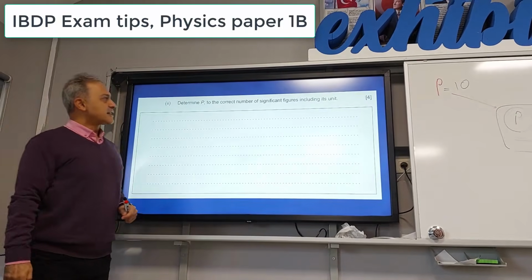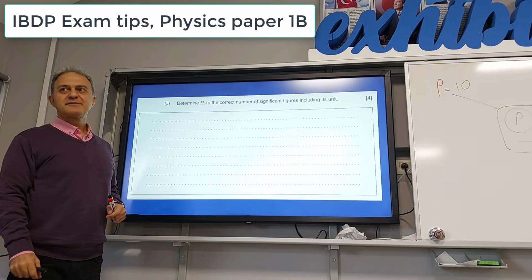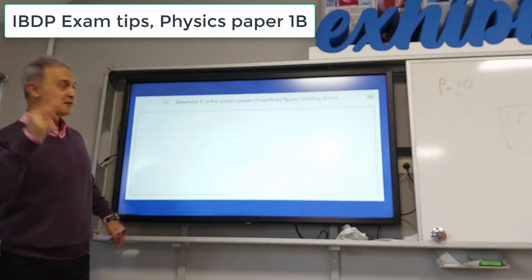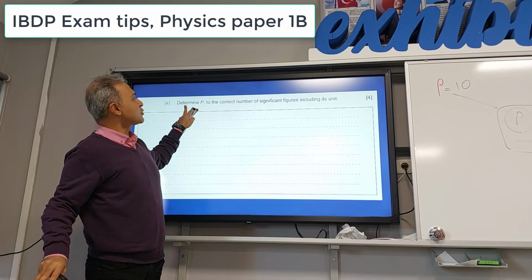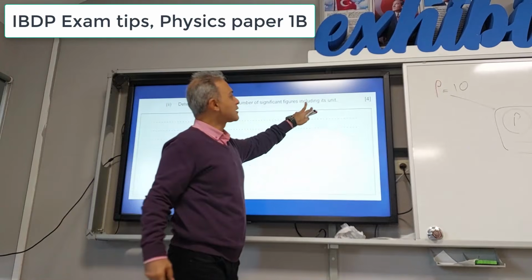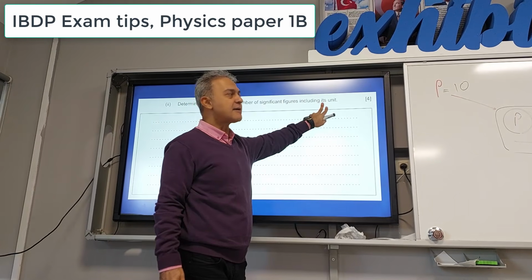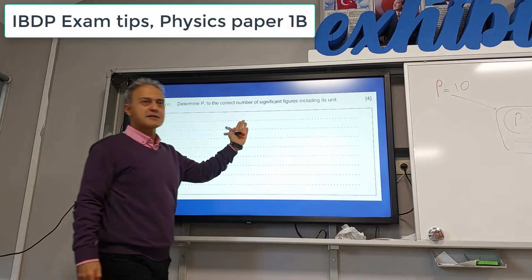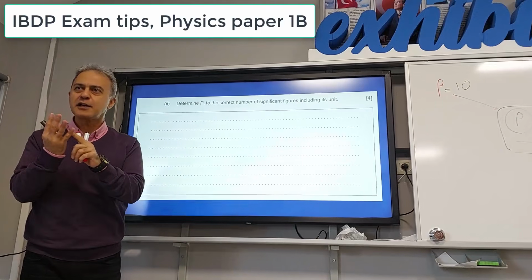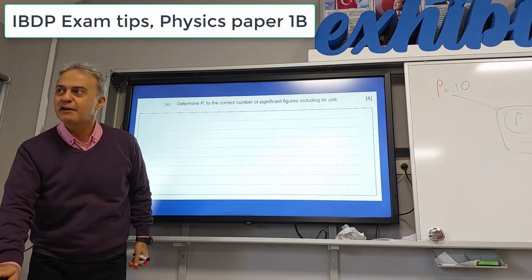Can we also convert it to Pascal? Yes, whatever, but 2 significant figures. Determine P to the correct number of significant figures, including its unit. Another question, same thing. How can you answer this? Correct significant figures: 3, put 3 significant figures, whatever.